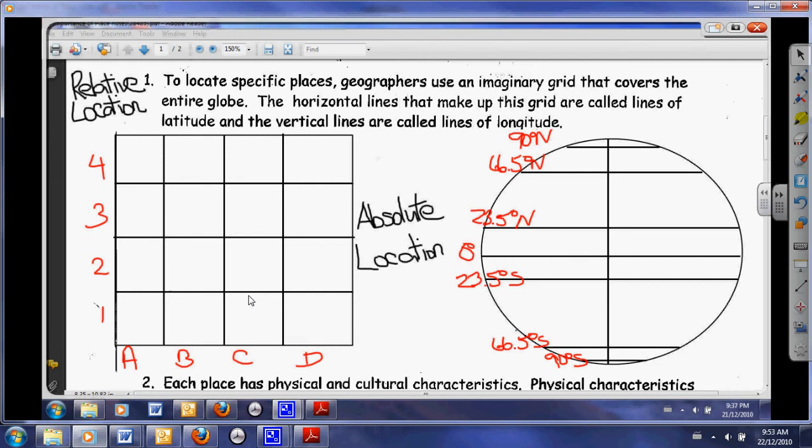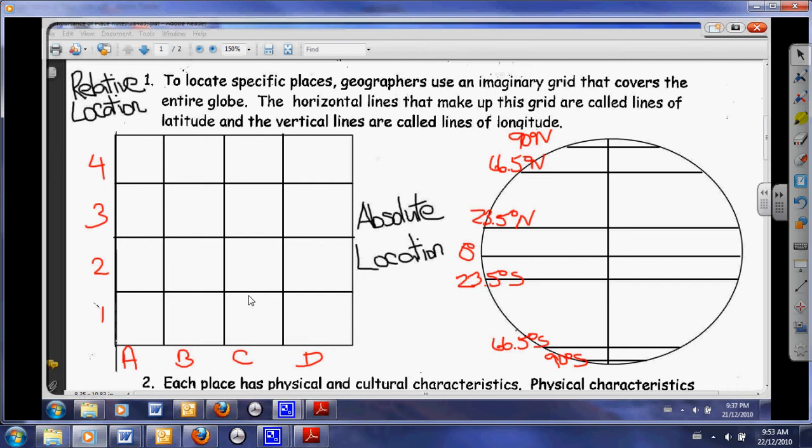So the 5 are: places have a location. That's the first one. The second one is that places have physical and cultural characteristics. The third one, places change. The fourth one, places interact with other places. And last but not least, the fifth one is places are in regions.